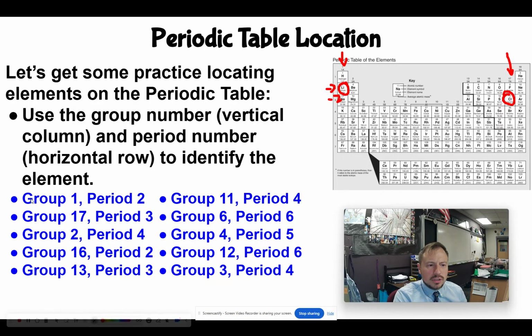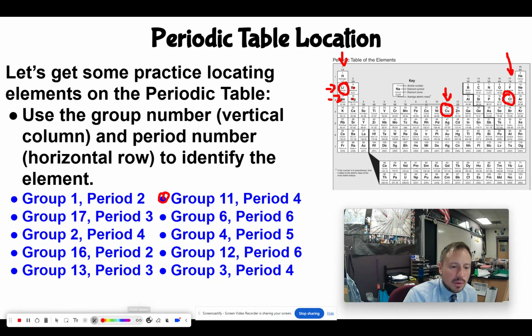The first 5 are really going to be the ones in the main group, the ones in the first three periods. After that, it can get a little bit tricky because now you're in the transition metals. That can be really anywhere. So if I did the first one over here, group 11, period 4. Here's group 11, period 4. 1, 2, 3, 4. That is copper. I'll let you pause this if you want to and do the rest.